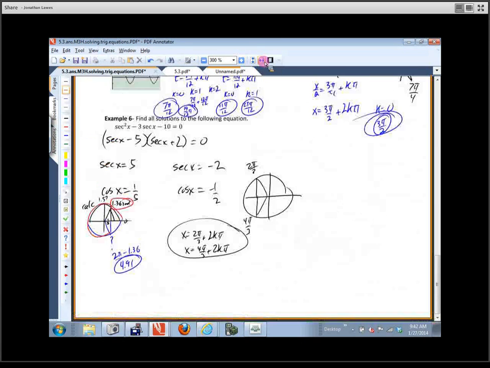Okay. Notice it says all. Are we done? Not done. We've got those answer sets right there. Then we've got to write the other ones. So the other ones are going to be x equals 1.36 plus 2k pi. And the last set is 4.91 plus 2k pi.